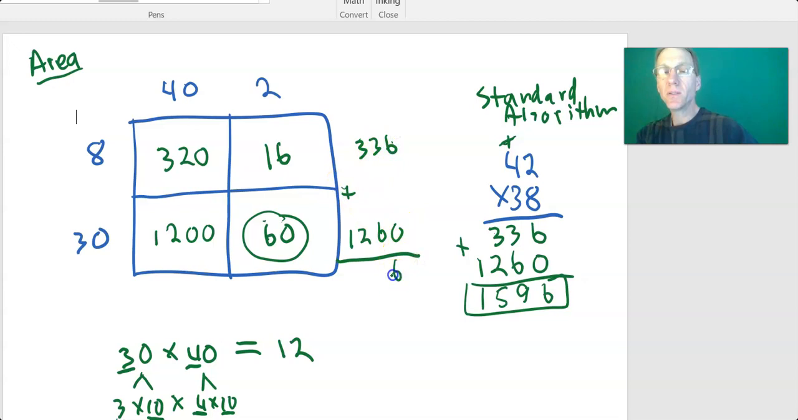6 and 0 is 6. 3 and 6 is 9. 3 and 2 is 5, and 1. So those are the 2 ways that you can do that.